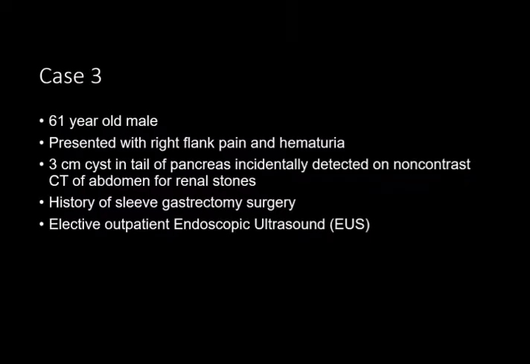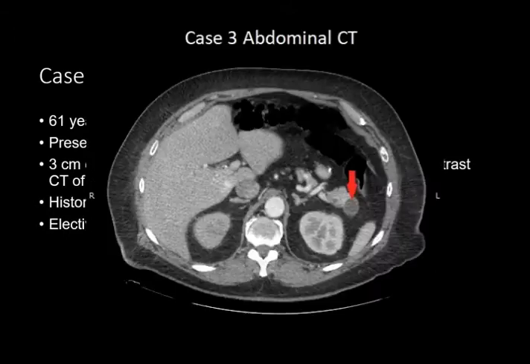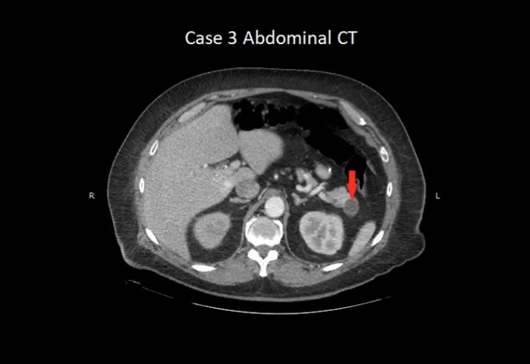The patient is a 61-year-old male who presented with right flank pain and hematuria. The patient was referred for a CT scan of the abdomen. The abdominal CT detected a 3 cm cyst in the tail of the pancreas, as demarcated by the red arrow. The patient was referred for EUS.